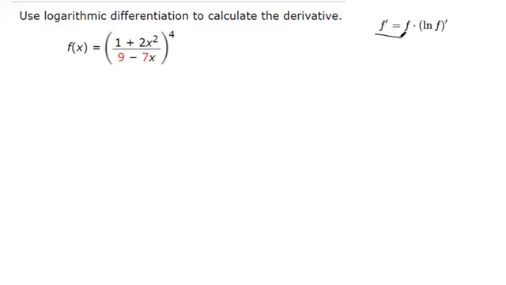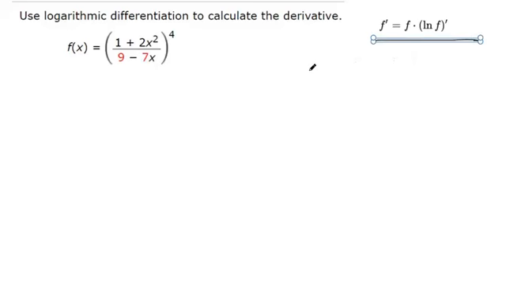The derivative is equal to the original function times the derivative of the natural log of the original function. So we can just plug f in everywhere where we see it right here. If this is me, I probably wouldn't use logarithmic differentiation. We can get by without it for this problem. Just the power rule and then the chain rule. The chain rule involved with the quotient rule.